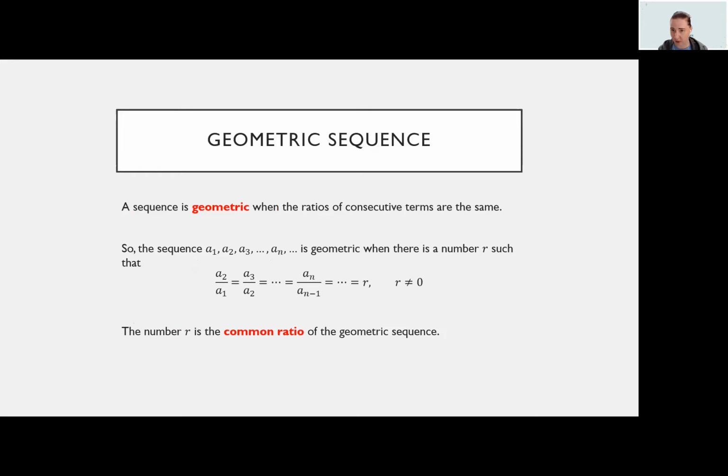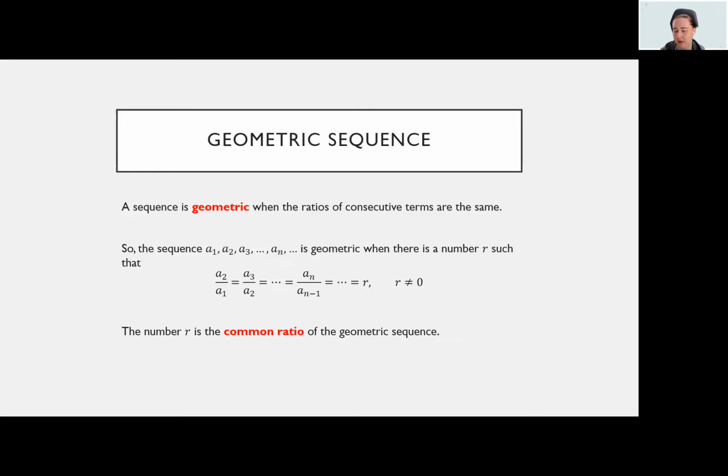So today we're focusing on geometric sequences. A sequence is considered geometric when the ratios of your consecutive terms are the same. In arithmetic, you're adding the same thing to each term. Geometric is where you're multiplying by the same thing each time. To figure out what that ratio is, or what the number is multiplied by, you divide. You do the opposite to figure out what number it's multiplied by.